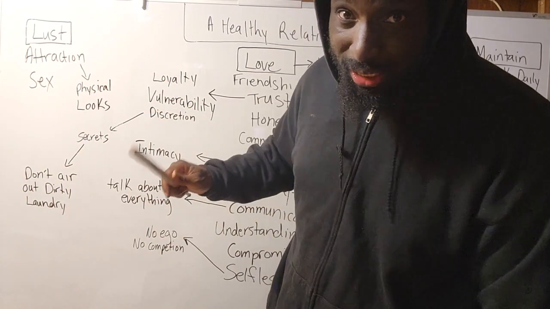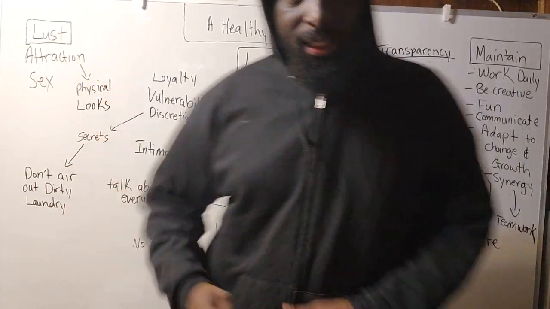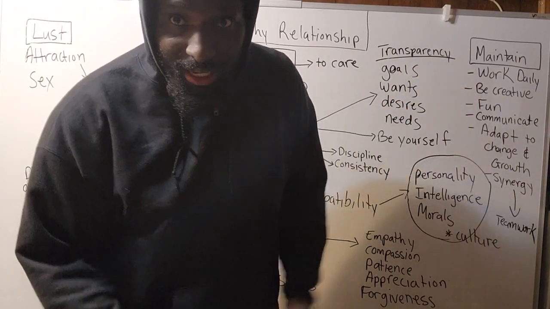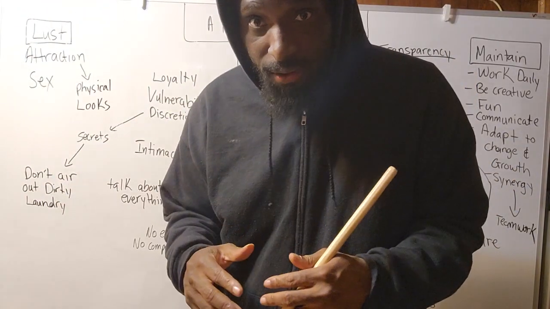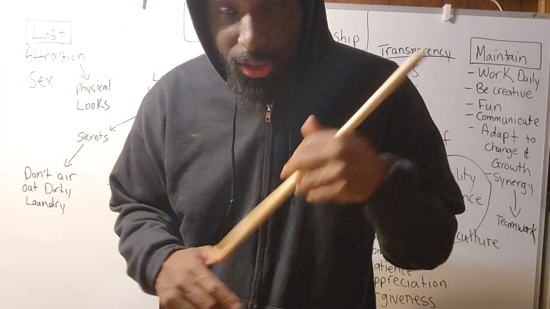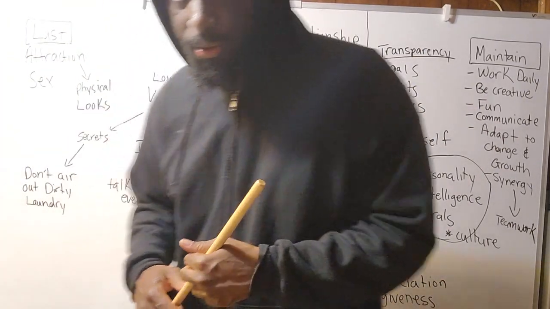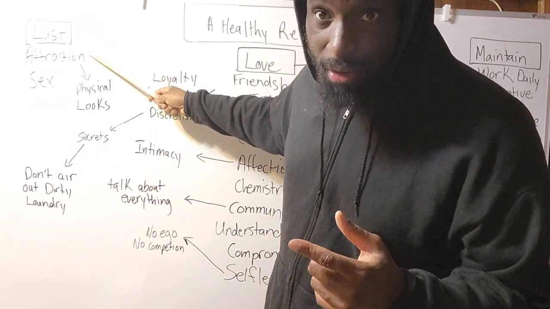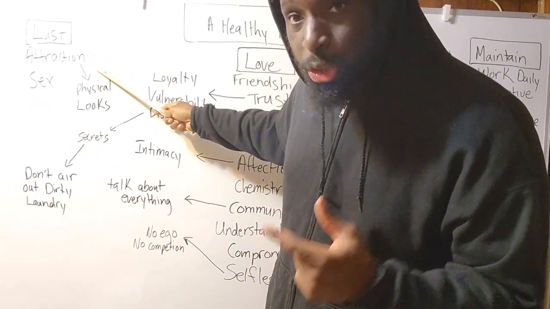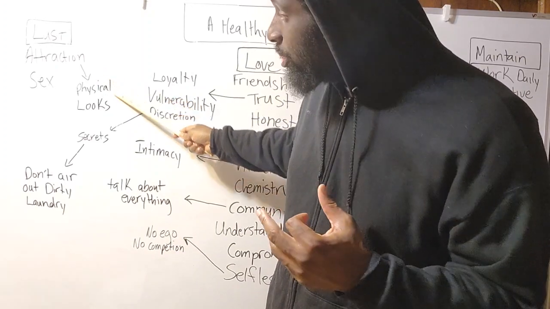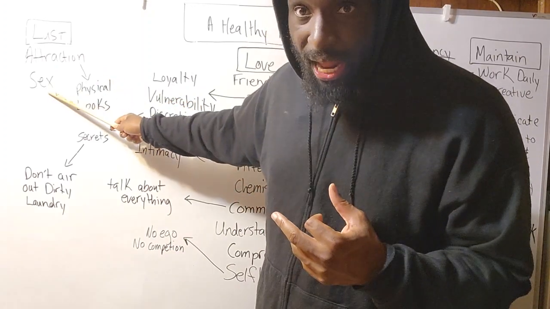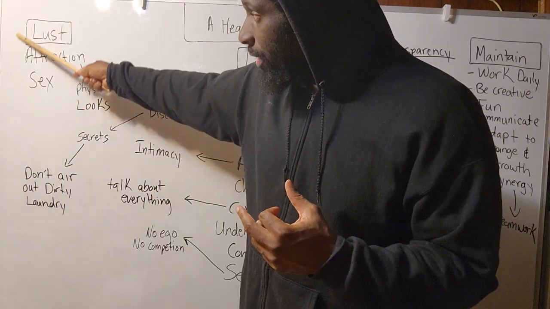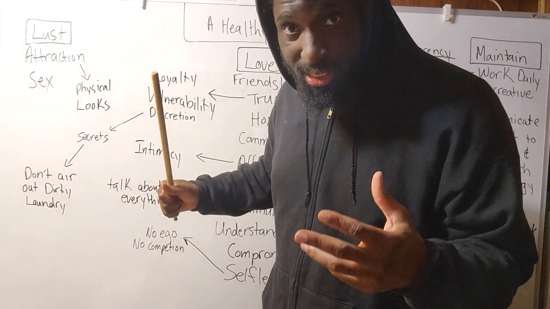The three components again are lust, love, and maintenance. This is what comprises a healthy relationship. Now I'm going to break it down for you. Lust comprises attraction, what attracts you to this person in terms of physical looks, and sex. This is part of it when it comes to lust.